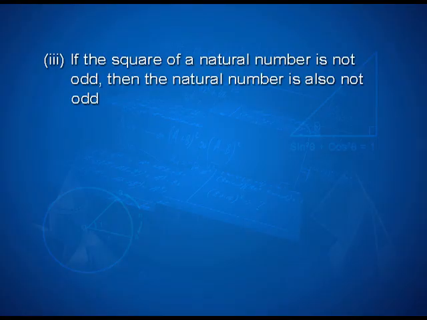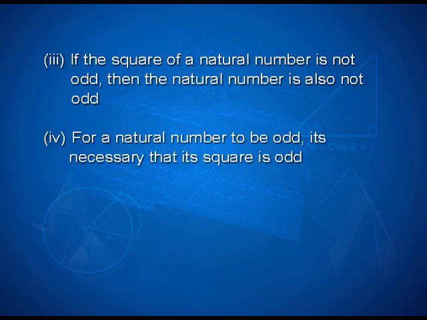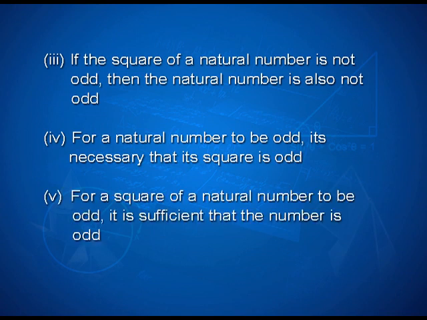Third, if the square of a natural number is not odd, then the natural number is also not odd. Fourth, for a natural number to be odd, it is necessary that its square is odd. Fifth way is, for the square of a natural number to be odd, it is sufficient that the number is odd. So, students, today we studied about quantifiers and implications.